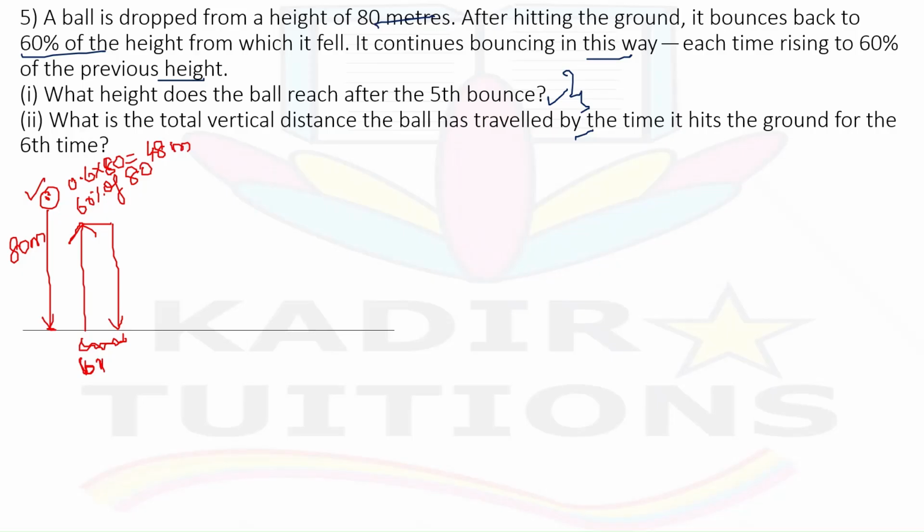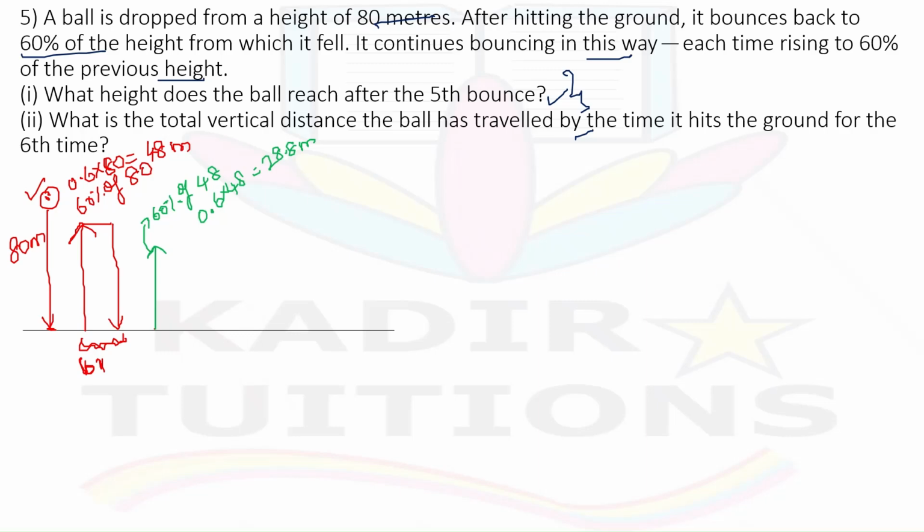Now again after hitting the ground it's going to bounce back. So now the bounce is going to be 60% of the previous height. What was the previous height as of now? It is 48 meters. So now it's going to be 60% of 48, or we can write it as 0.6 into 48. If you multiply, we will be getting 28.8 meters. So during the second bounce, the ball reaches a maximum height of 28.8 meters.